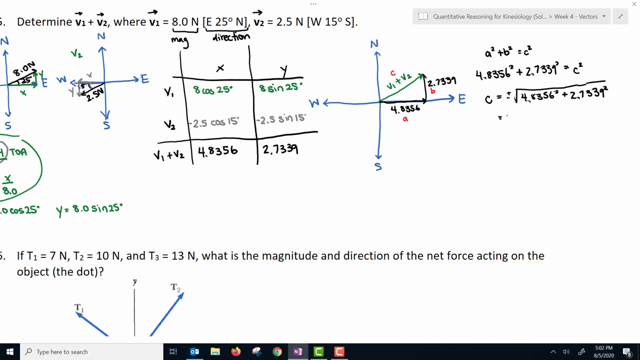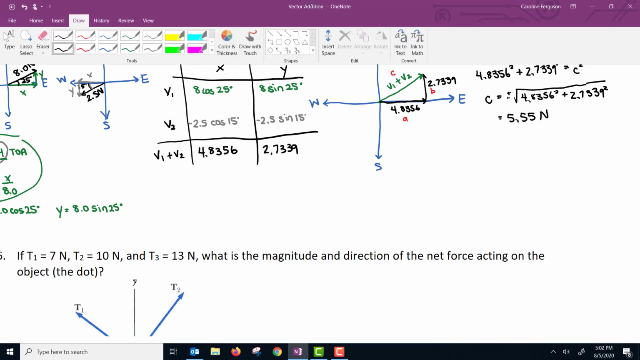So I'm going to type this into my calculator, square root of 4.8356 squared plus 2.7339 squared. And I get 5.55. And the units for that would be newtons, because that was the units that I had in my question. I also need to find the direction.